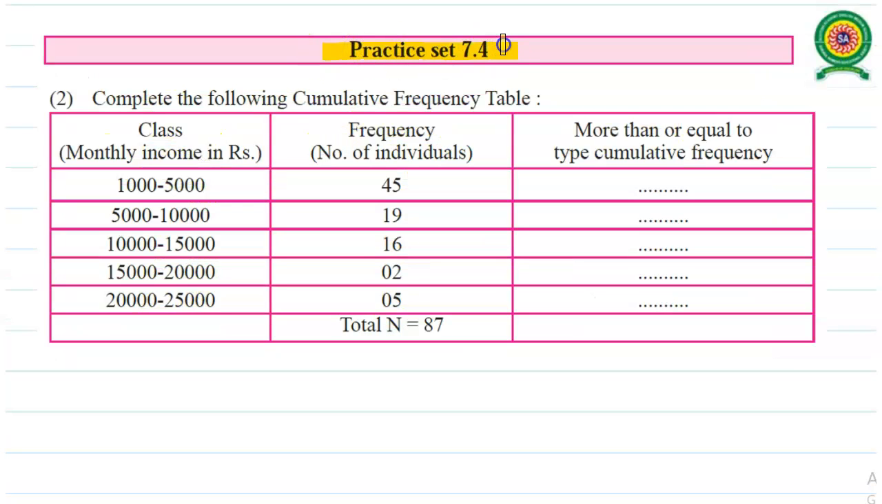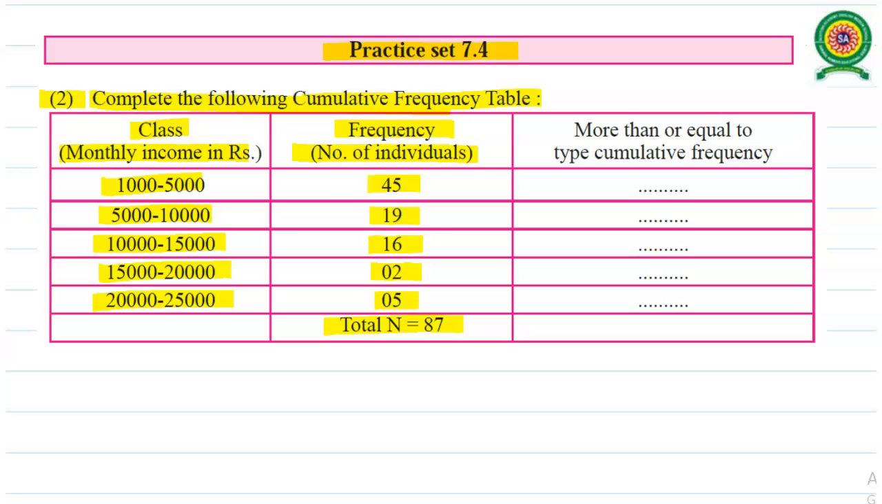Now look at practice set 7.4 question number 2. Complete the following cumulative frequency table. We have been given the classes, monthly income in rupees: 1000 rupees to 5000 rupees, 5000 rupees to 10,000 rupees, and so on till 20,000 rupees to 25,000 rupees. The number of individuals, that means the frequency of each class, is 45, 19, 16, 2 and 5 respectively. Adding up 45, 19, 16, 2 and 5, we get a total frequency of 87.